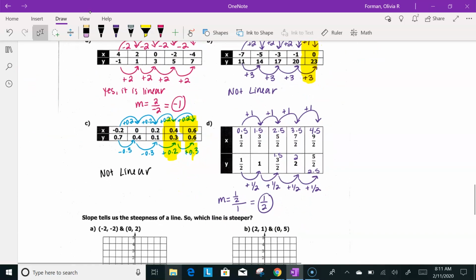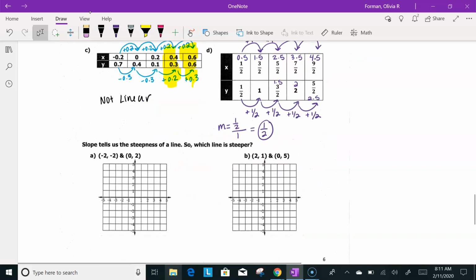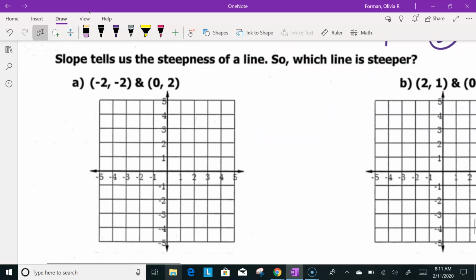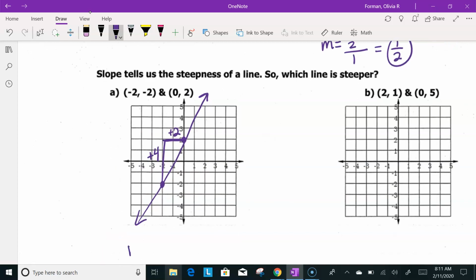Okay, here's our very last question. It says slope tells us the steepness of a line. So what line would be steeper? So I'm going to quickly graph these. (-2, -2) is right here. (0, 2) is up here. If you're going to connect those, and we want to find our slope, draw sort of this box. To go from one to the other, I go up 1, 2, 3, 4, and I go right 2. So the slope of this line is 4/2, or just a 2.